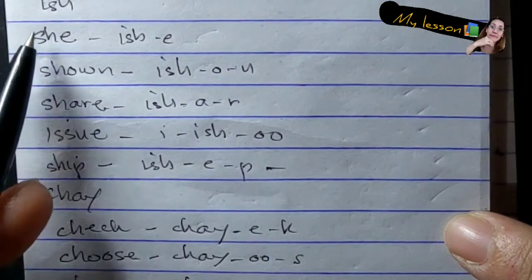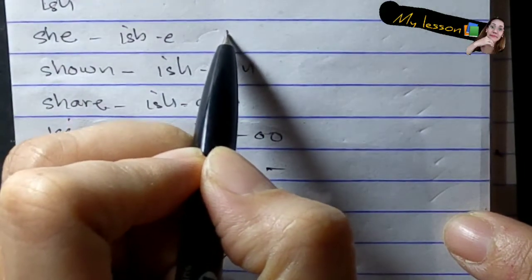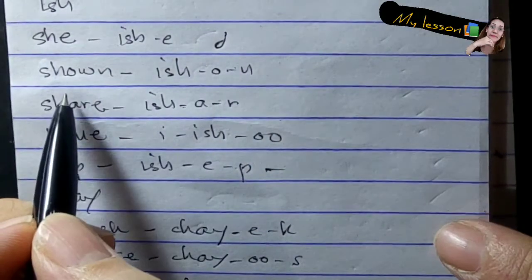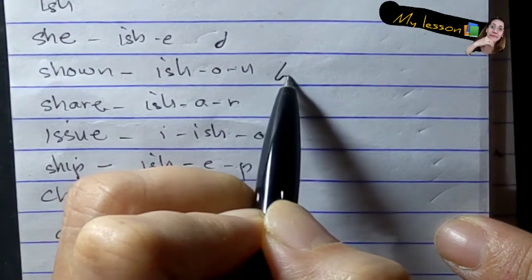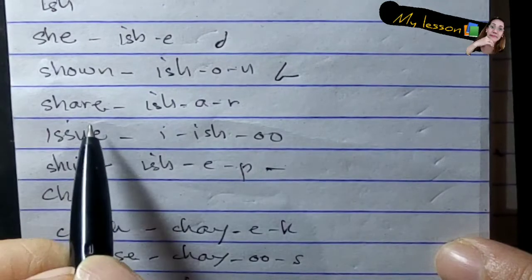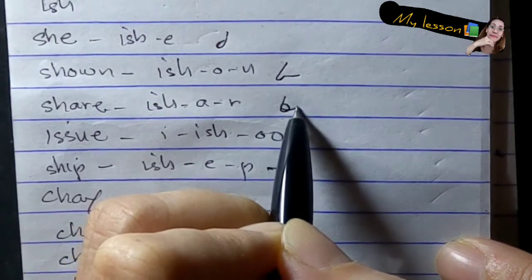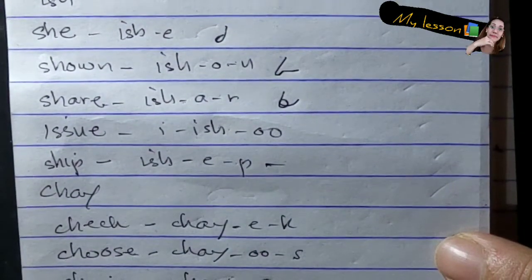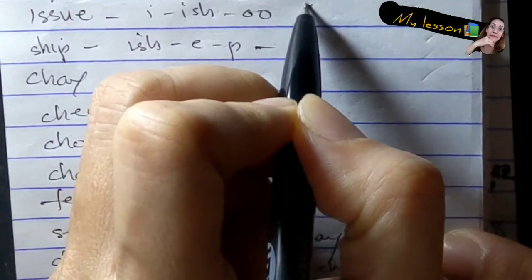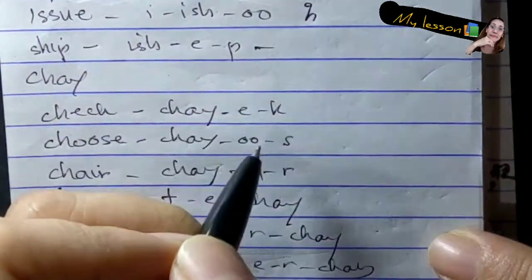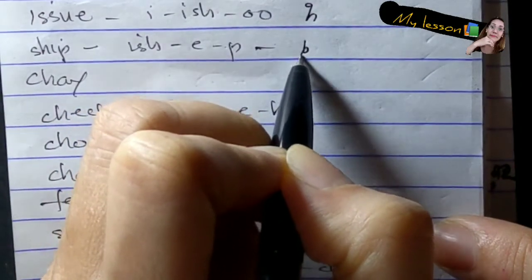Let's start from the sound of ish. Okay. She. So, ish, e. Shown, ish, o-n. Share, ish, a, r. Okay. Next, issue, e, ish, oo. Ship, ish, e, p.